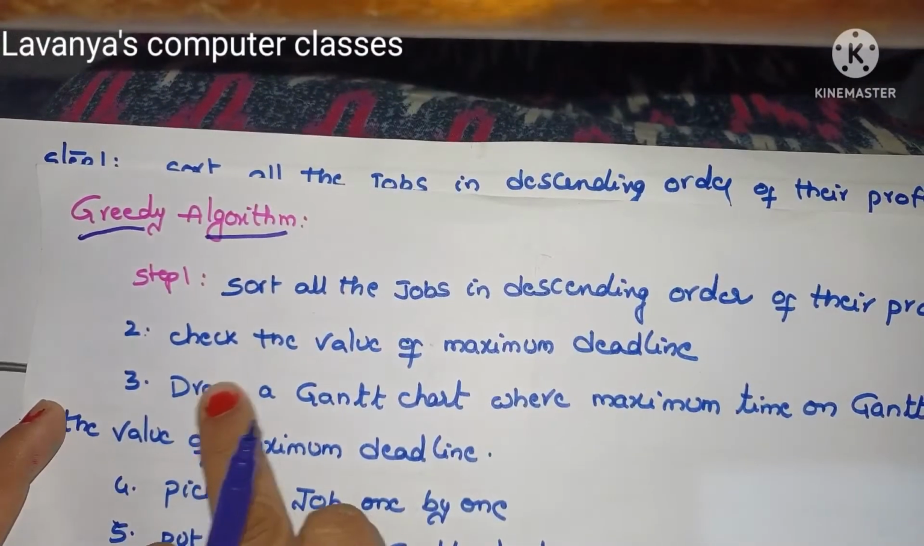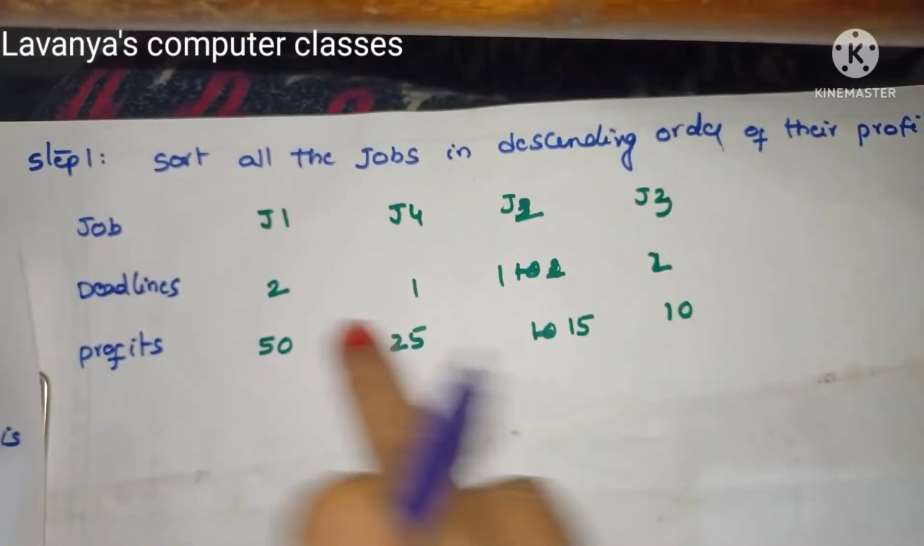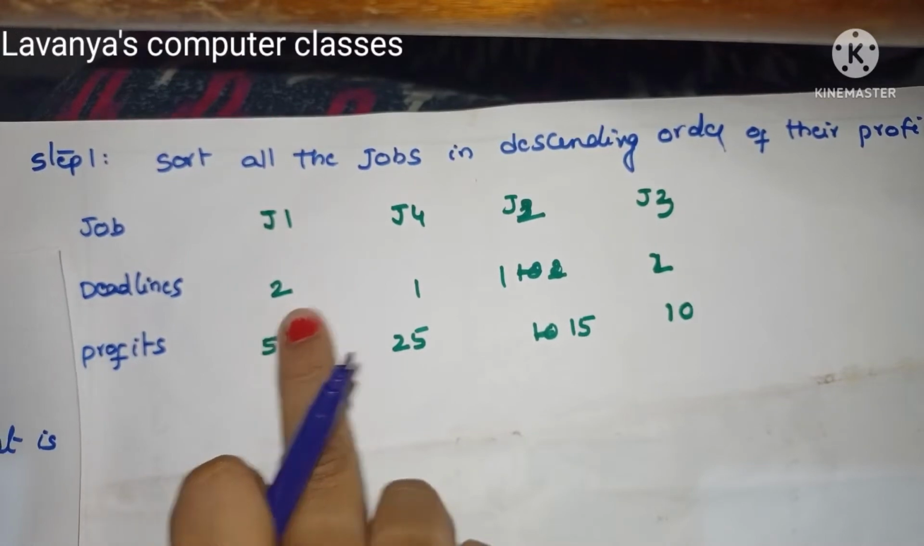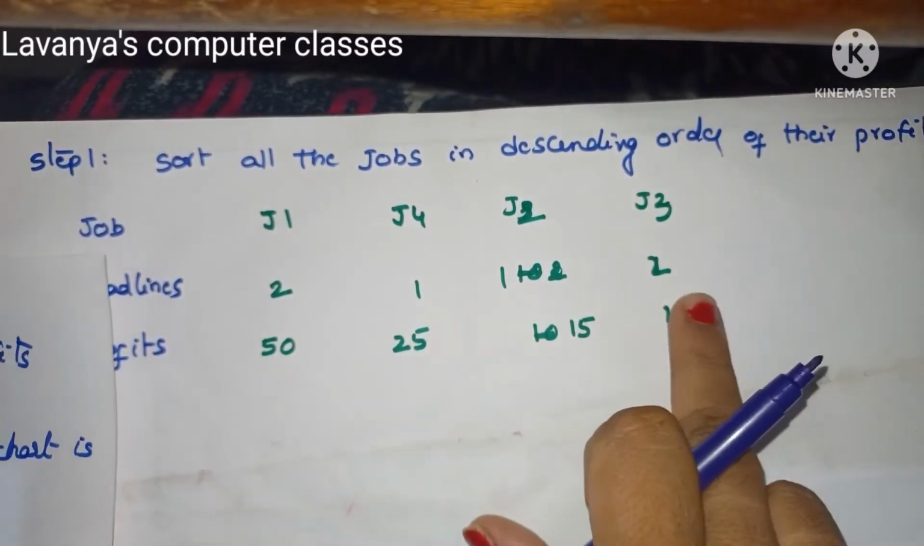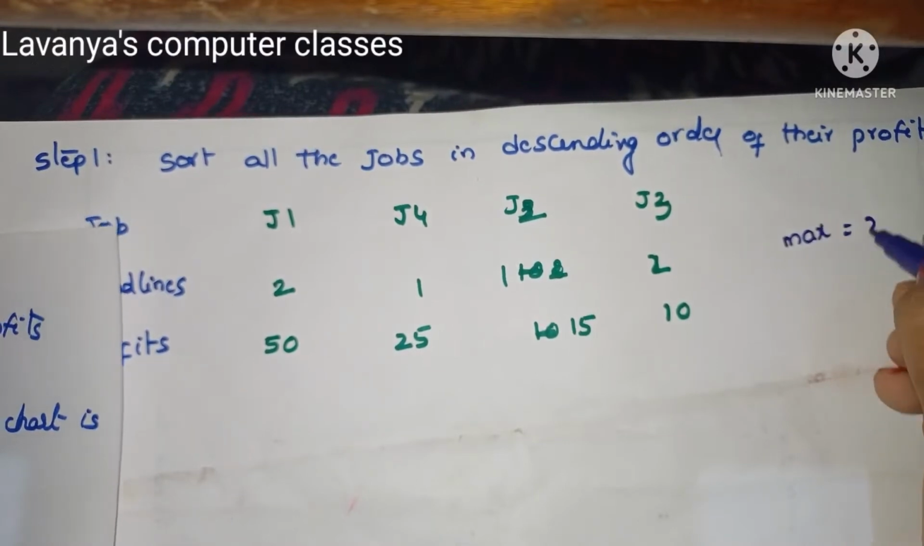The next step is to check the value of the maximum deadline. Check it here. Which one is the maximum deadline? 2 is there, 1, again 1, 2. So what is the maximum deadline? The maximum deadline is 2. That is the second step.